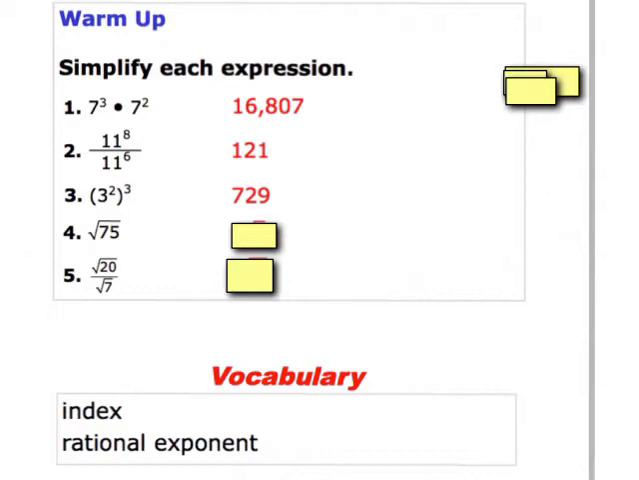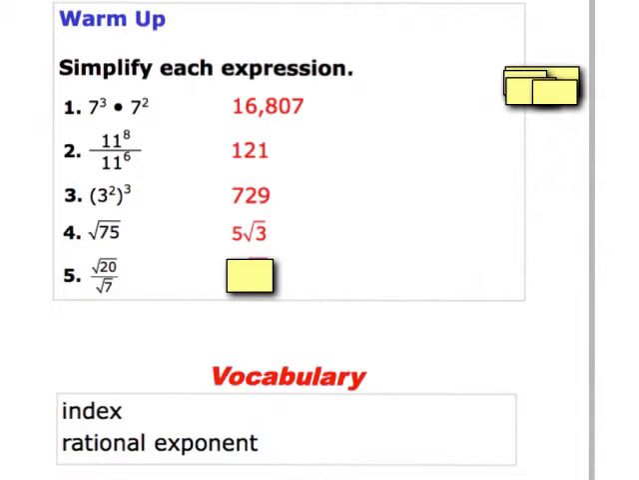Now, for these two here, you needed to remember how to go about this. When you go about this, remember you're asking yourself, is there a perfect square in 75? So, what is a perfect square that goes into 75? Well, 25. 25 goes into there 3 times. And the square root of 25 is, yep, you said it, 5. So 5 radical 3. 5 radical 3 is our answer.